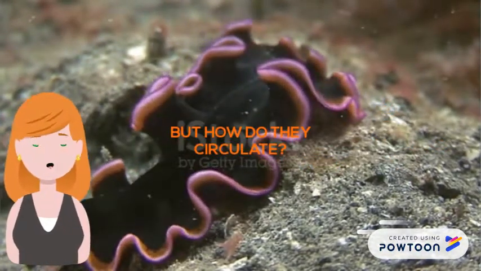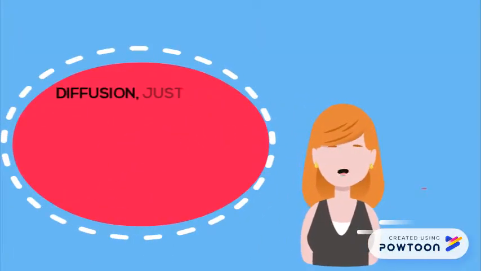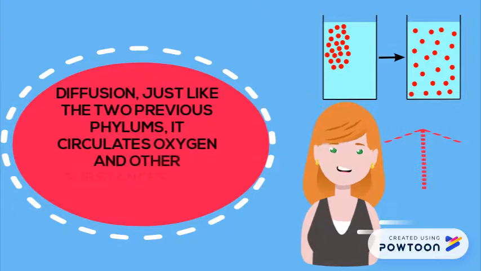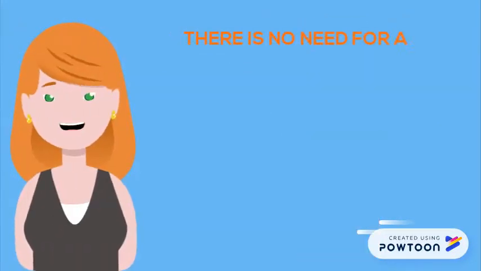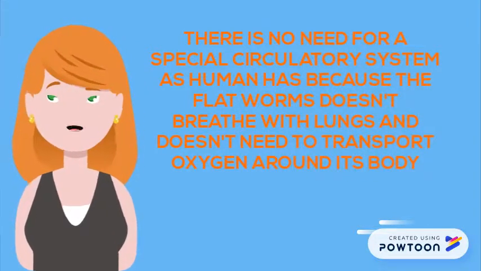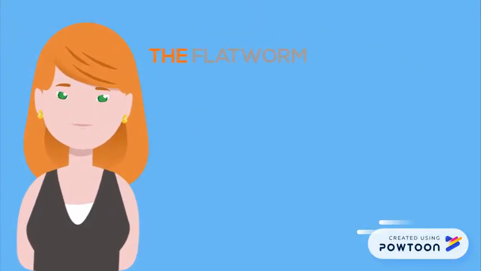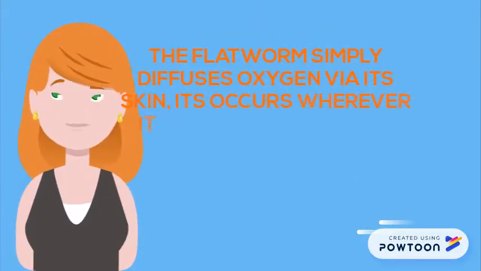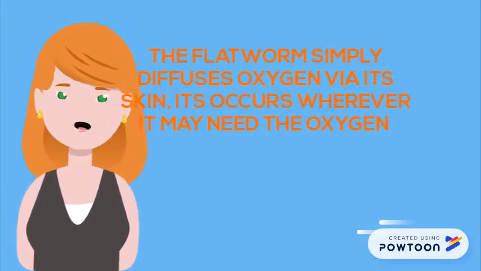But how do they circulate? Diffusion. Just like the two previous phyla, it circulates oxygen and other substances in its body through diffusion. There is no need for a special circulatory system as a human has, because the flatworm doesn't breathe with lungs and doesn't need to transport oxygen around its body. The flatworm simply diffuses oxygen via its skin. This occurs wherever it may need the oxygen.